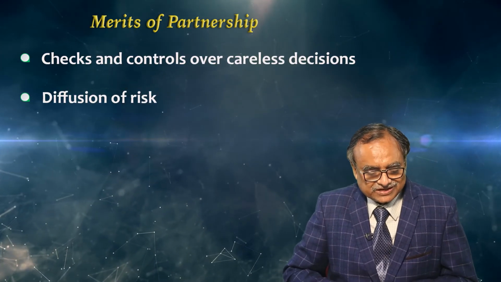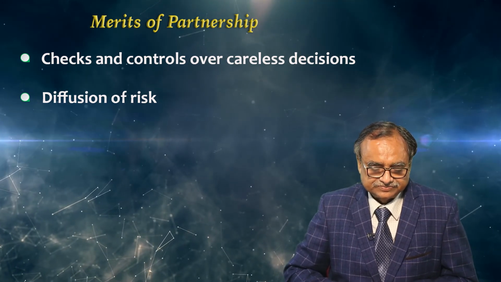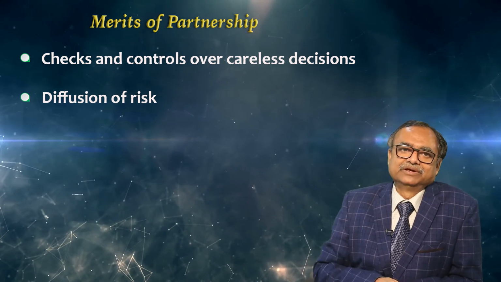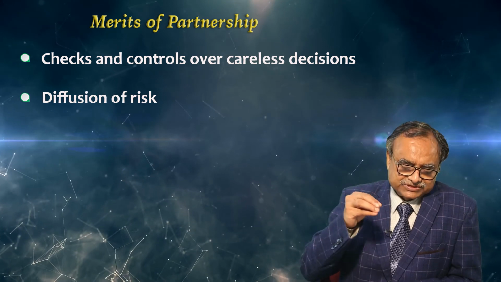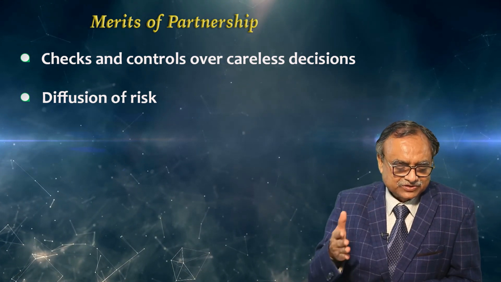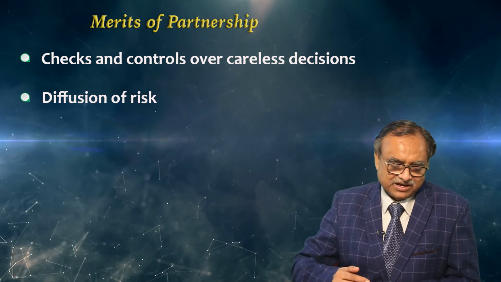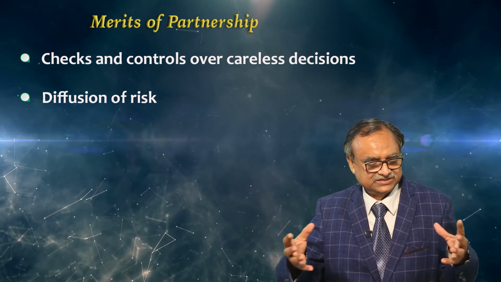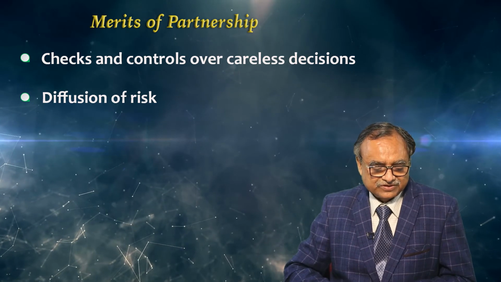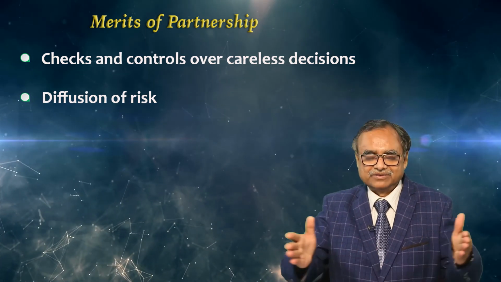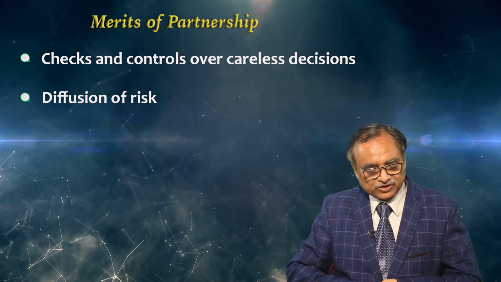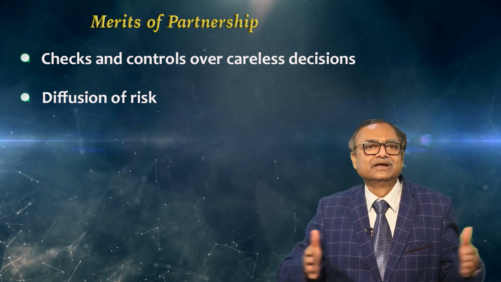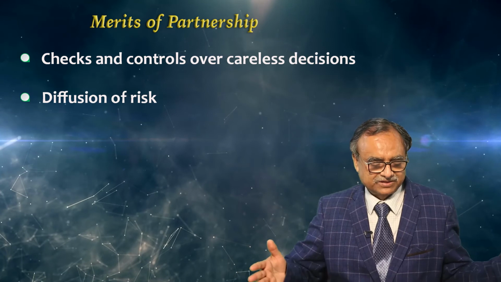Next is checks and controls over careless decisions. Since the partnership is run on a collective basis, all the partners are associated with the major decisions of the firm. As a result, you have combined decisions and you do not take reckless or hasty decisions. Next is diffusion of risk, because it is shared by all the partners. If there is any loss, it would be shared by all the partners. That means the risk is diffused among the partners.